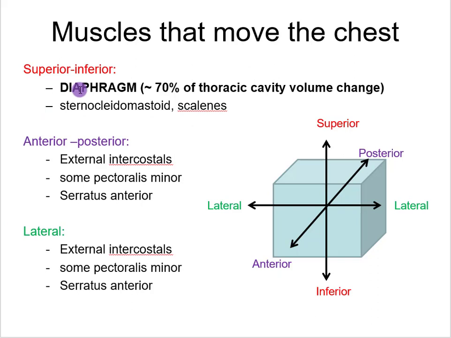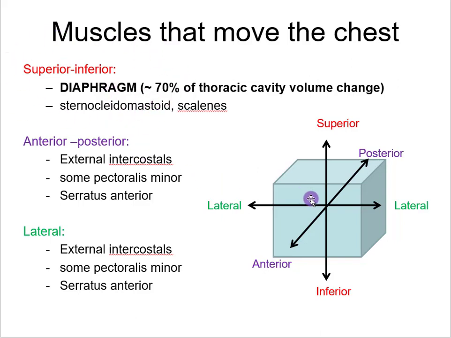What I want you to know is by far most of the volume change. It's estimated that about 70% of the volume change of the thoracic cavity happens because we drop out the bottom. The diaphragm drops down. So when the diaphragm drops down, this by far is what allows for most of the volume change in the thoracic cavity. Now, the other thing that happens is the sternocleidomastoid and the scalenes will lift the top up a bit as well too. So again, the point being that most of your volume change happens in the superior inferior dimensions. I want you to know that.